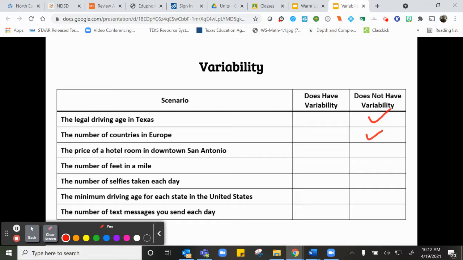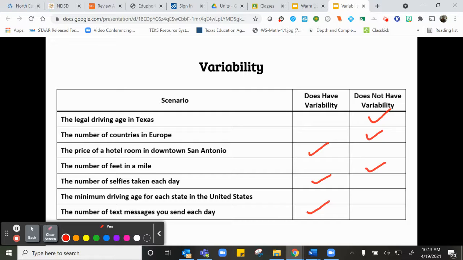The price of a hotel room in downtown San Antonio. Well, we didn't specify what hotel, so it could be talking about any hotel, and we know all the prices are different, so that means it does have variability. Number of feet in a mile, that's one exact answer, so that does not have variability. Number of selfies taken each day, well, depends, so that's going to have variability. Number of text messages you send each day is also going to have variability.